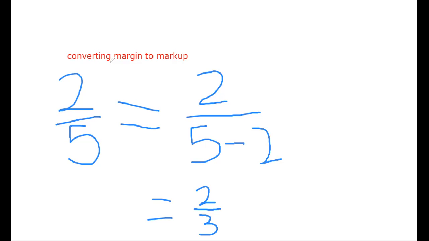Okay. So when changing from margin to markup, you subtract your numerator from your denominator. And when changing from markup to margin, you add your numerator to your denominator. That's the only thing that you need to know.